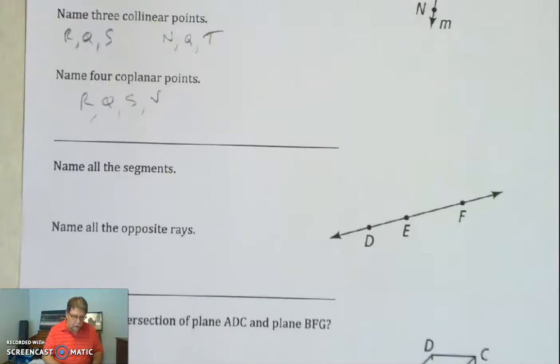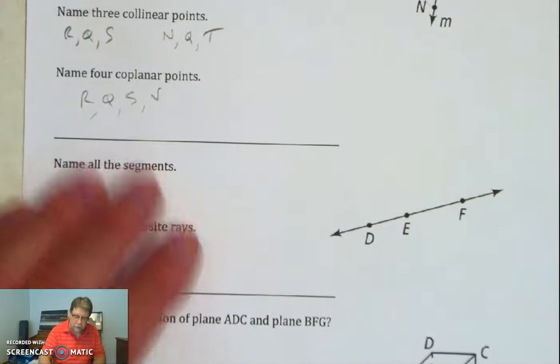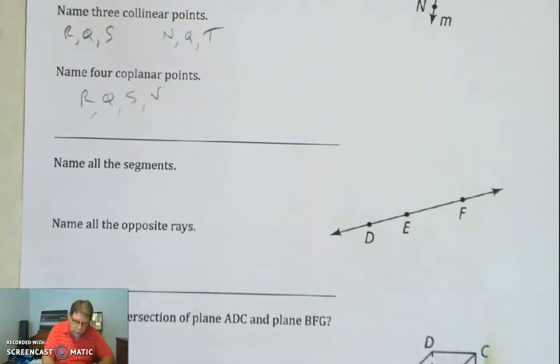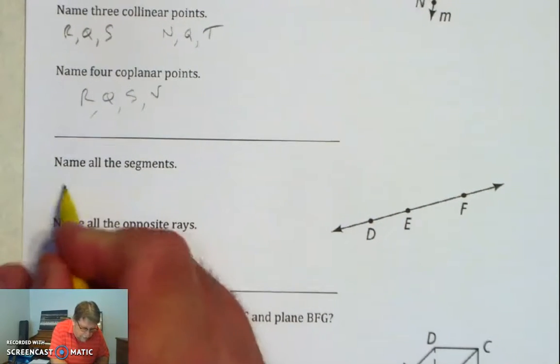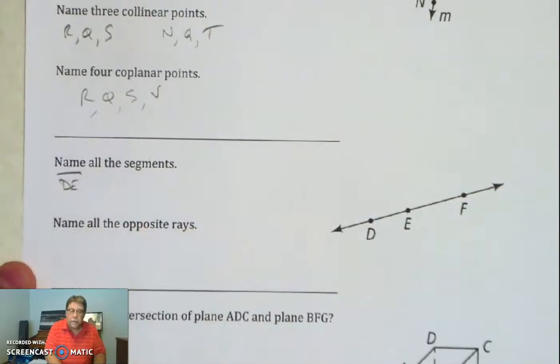All right, let's continue to look at some segments now. Name all of the segments that you see here. Well, there's several of them. We can start, you have to have 2 endpoints in between segments. So we could start with D and go to E. Put the little segment symbol over the top.